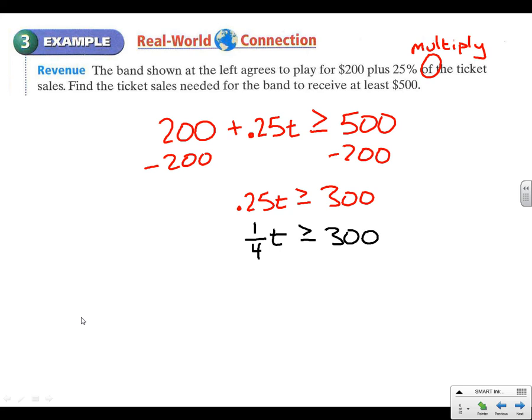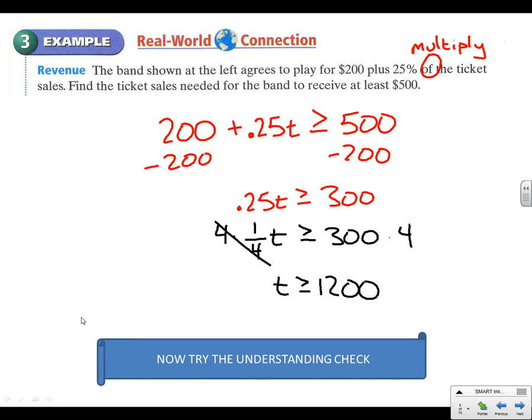And it's going to help us because I might not know how to divide by 0.25, but I know how to divide and get rid of that 4. Instead of dividing by 4, we're going to times both sides by 4. And those will cancel, and we've got t is greater than or equal to 1,200. All right, so to make 500 bucks, there needs to be 1,200 people showing up to the show. More than 1,200 people show up, we're going to make even more money. See if you can figure out what to do on your understanding check.